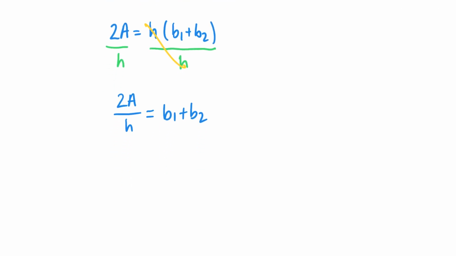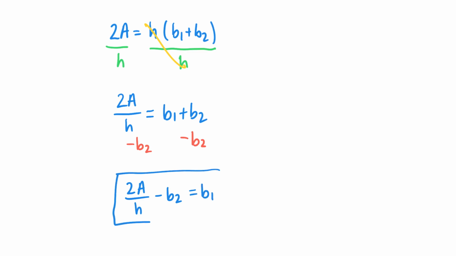And so now the question is, what do we do to get B1 by itself? Right now B2 is being added to B1. So in order to undo that, we are going to subtract B2 from both sides. Okay, so it's a kind of an ugly formula, but what you get is 2A over H minus B2, and that's equal to B1. So if you ever want to know what the first base is, if you know the area, the height, and base 2, this formula would be able to calculate that for you.